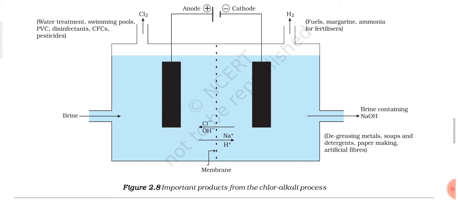Then you can see, in the same way for NaOH, they have shown beside it that it is used for degreasing metals, in the manufacturing of soaps and detergents, paper making, artificial fibers, etc. Again, we will be discussing the uses of NaOH later in this chapter. So this is about the construction of the electrolytic cell and the working of the process, the chlor-alkali process, that is, how NaOH is manufactured by this process. Especially, you also have to learn the uses of these two byproducts.